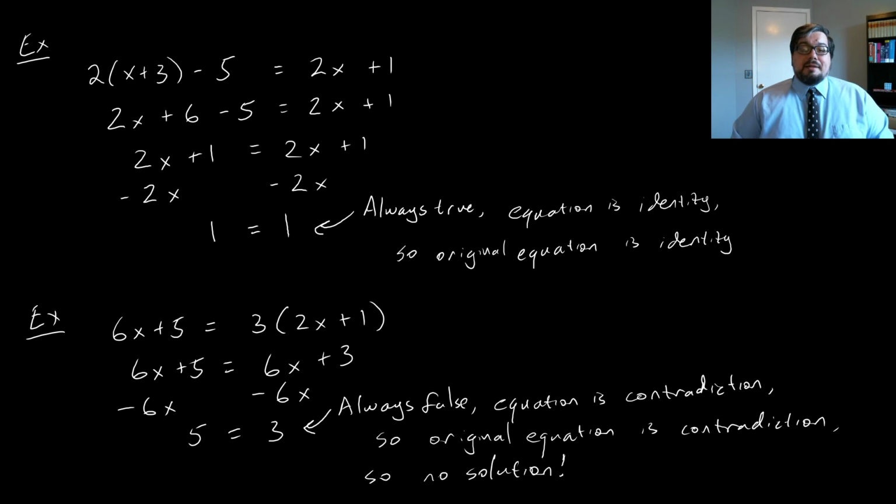So, as I say, this is not specific to linear equations. If you're working with any equation and it reduces down to something like 5 equals 3, well, that equation just wasn't true to begin with. And similarly, if you get down to something like 1 equals 1, or some other always true statement, well, then you've got an equation which is always true.